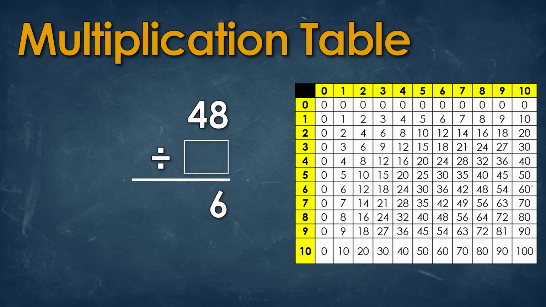Now let's try another example. Say we have 48, we divide by something, and we get 6 out of it. So we know that 6 is going to be our starting point, which will be here. We work our way down until we get down to 48, which is here, and then we work our way backwards to see that the answer is 8. So 48 divided by 8 will be 6.